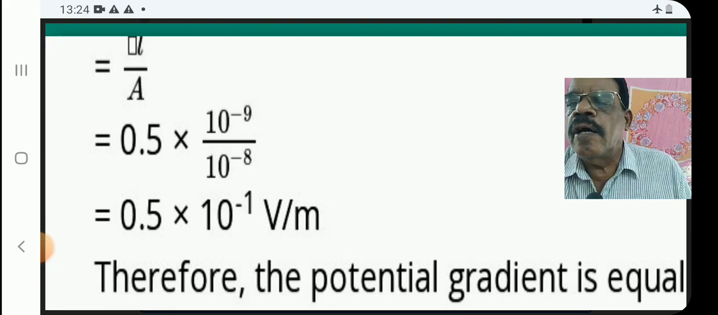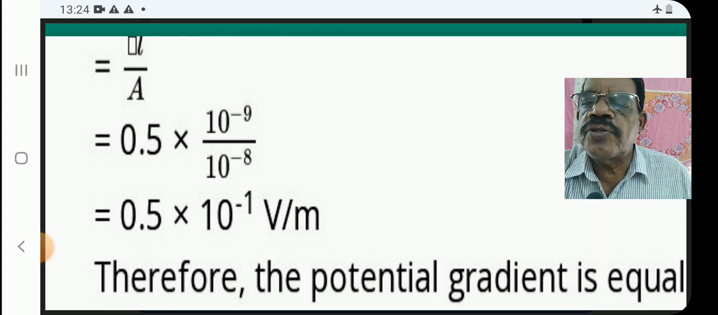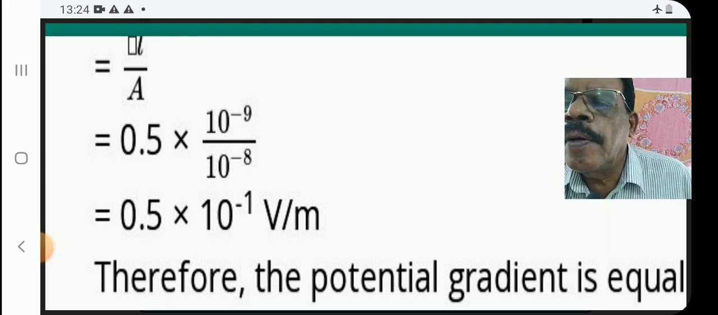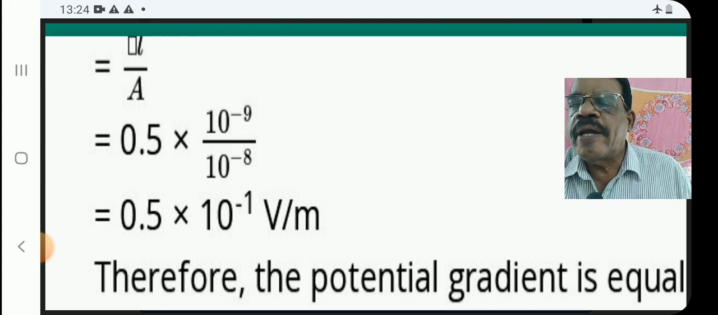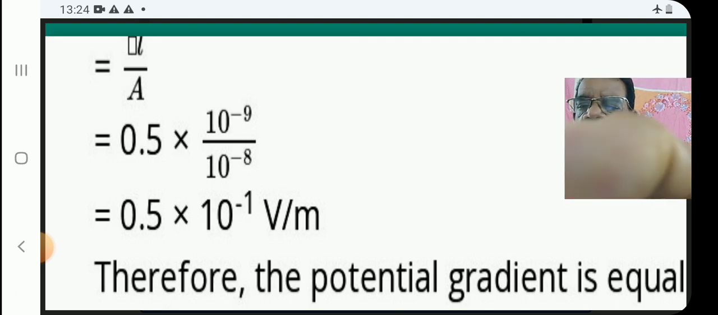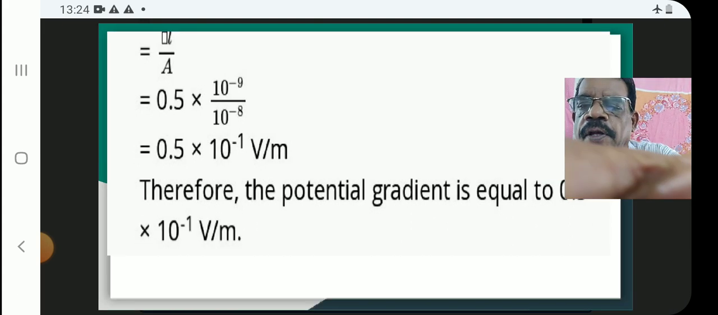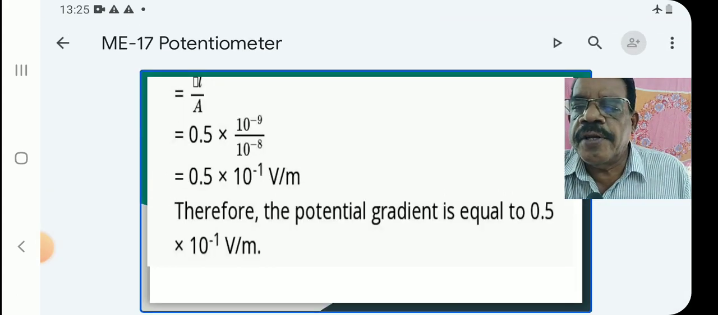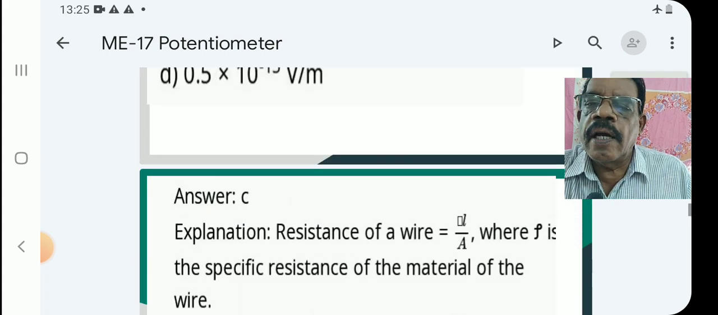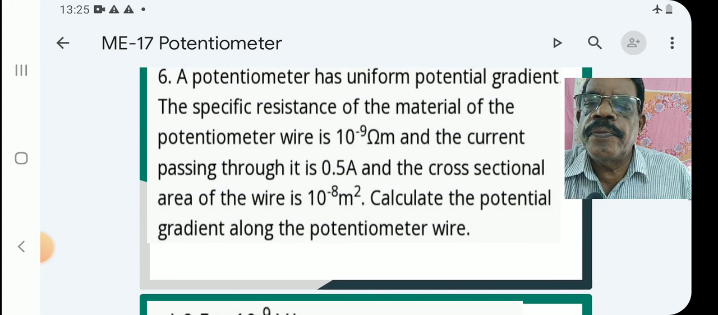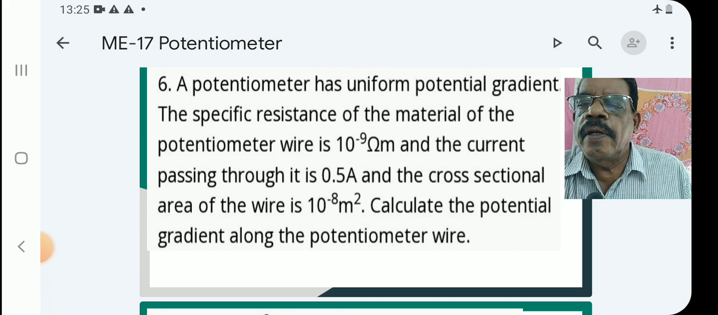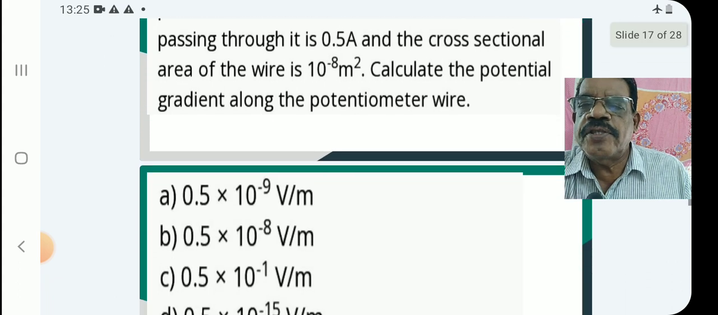That is 0.5 into 10 raised to minus 9, divided by A which is 10 raised to minus 8. That is 0.5 into 10 raised to minus 1 volt per meter. Therefore, potential gradient is that. Current is 0.5 ampere. Cross section is 10 raised to minus 8.